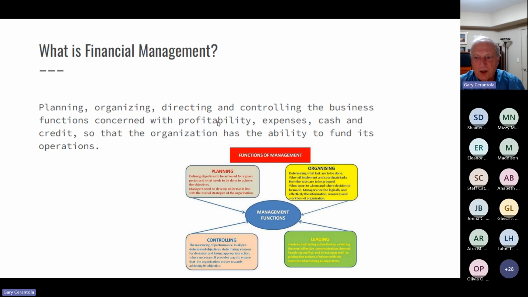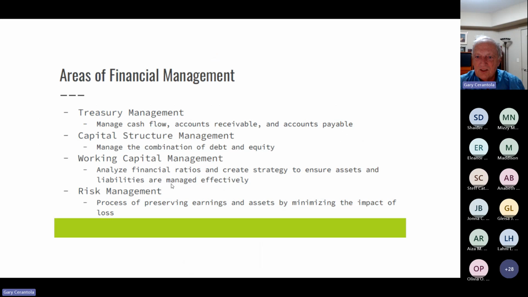So you're going to be concerned with profitability, expenses, cash, and credit, so that the organization has the ability to fund its operations, right? That's what that's all about. Okay, so there's different areas of financial management. Treasury management, well, those are the people who manage your cash flow. And they look at your accounts receivable. So you sold 10 gingerbread houses for $1, you're going to get $10 in your accounts receivable. Okay, but you spent $6 for those 10 gingerbreads, for expenses. So now you've got to pay that $6 out as accounts payable.